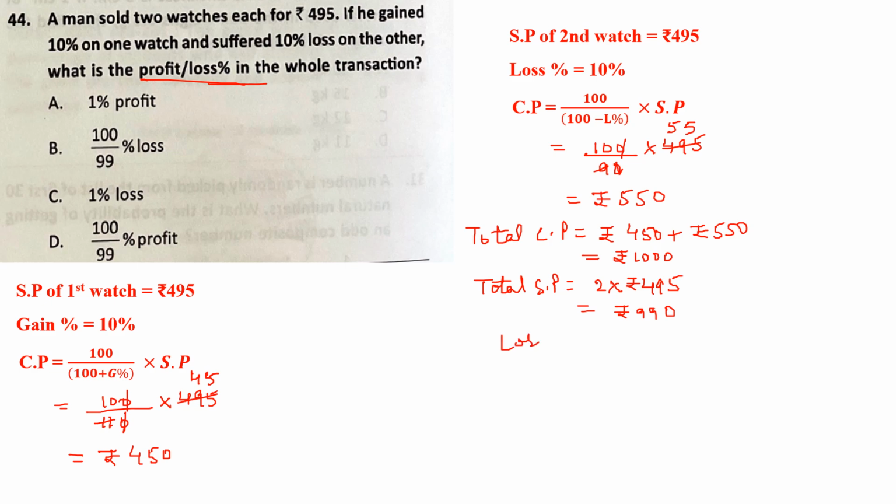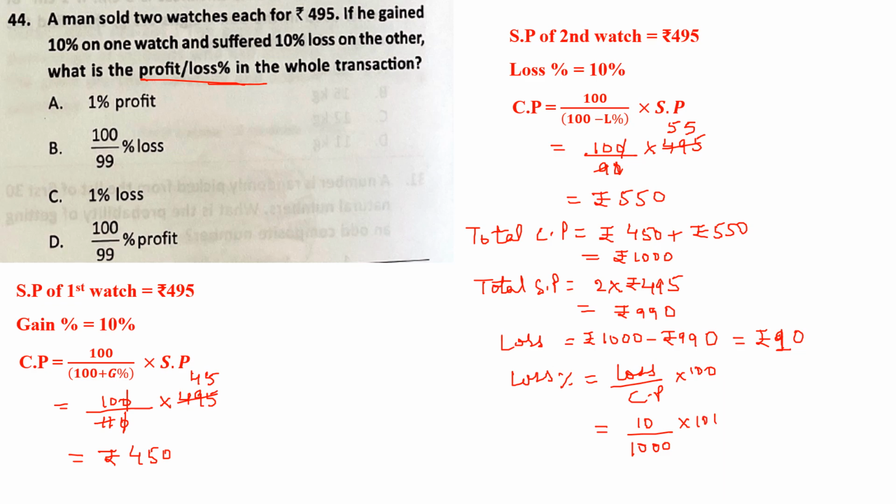So loss will be total cost price minus total selling price, means 1000 rupees minus 990 rupees, which will give me 10 rupees. So once you get the loss, now you have to find the loss percent. The loss percent formula is loss divided by cost price into 100. Now your loss is 10 rupees, cost price is 1000 rupees, into 100. Here you have to take the total cost price.